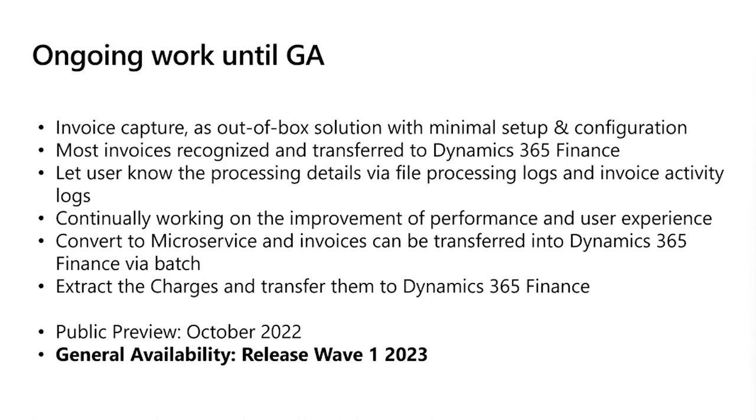Maybe Rain can add here. For those of you who are not clear about release wave 1 2023, the typical release wave 1 starts in April and ends at the end of September. And wave 2 then starts from October 2023 to March 2024. So those are the release waves we are going to ship, and we try our best to ship our features within the announced release wave.